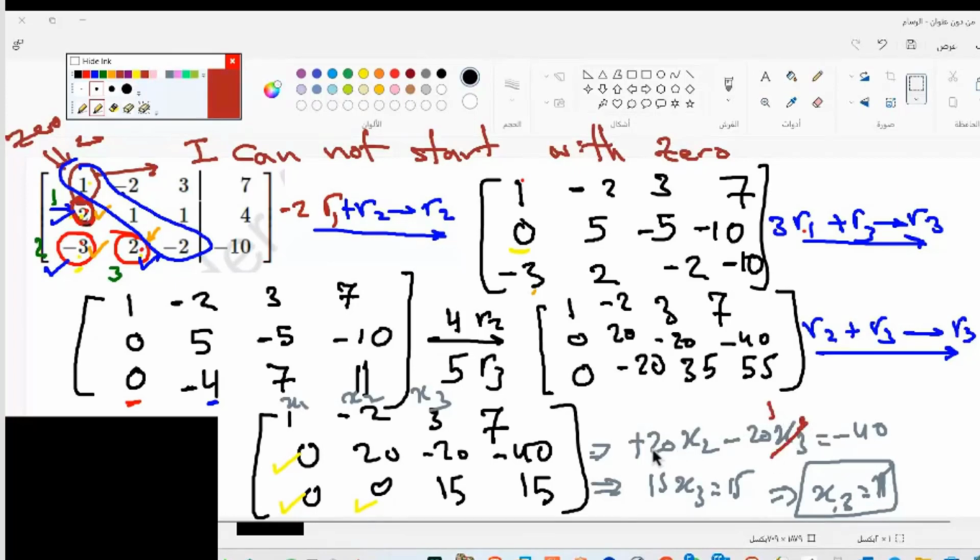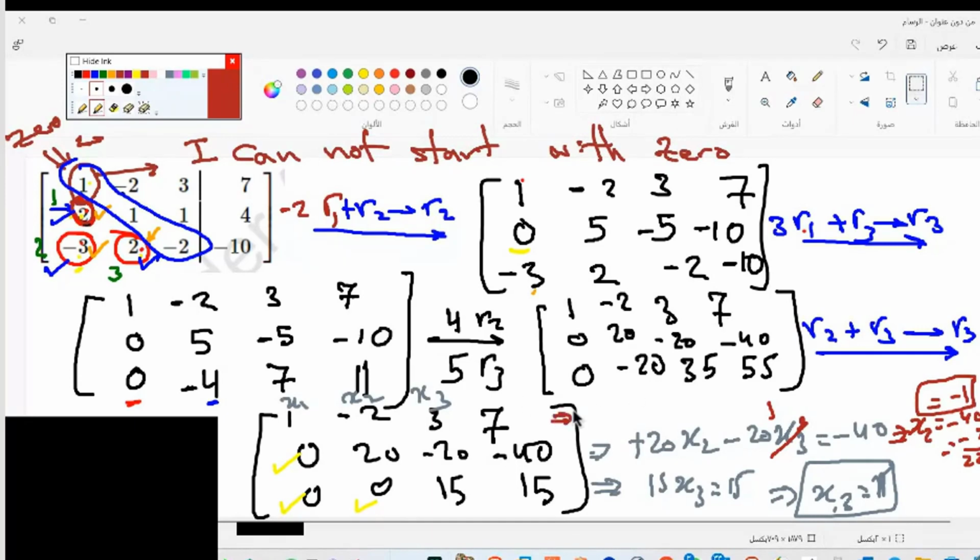1, 20 here, just a minute. So x2, if I can space, equals minus 40 positive 20, it is minus 20 over 20, so it is minus 1, correct? You can solve at your home. I guess now it's easy for you.